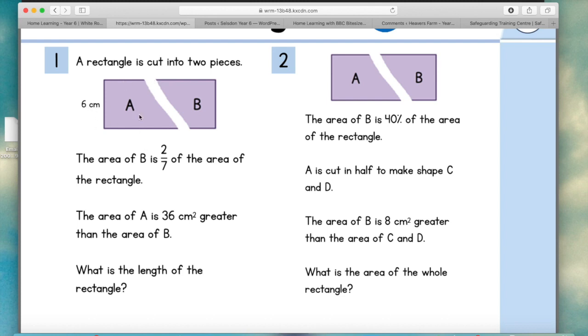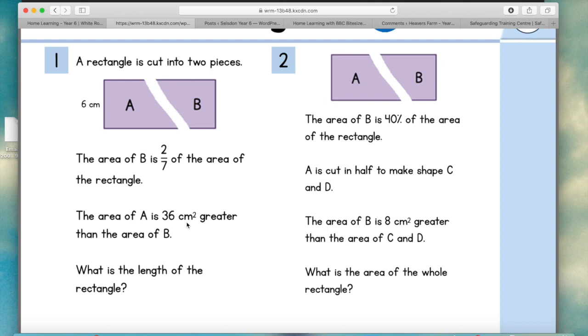So A is 5/7, B is 2/7. How much bigger in terms of sevenths, how much greater is A than B? 5 compared to 2, there's 3 difference. So that 36 centimeters squared is 3/7 greater. So we probably want to divide that by 3, and we'll find out what 1/7 is. And that should be enough to get you working through that first one quite comfortably, I would think.